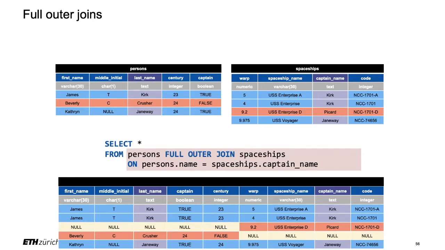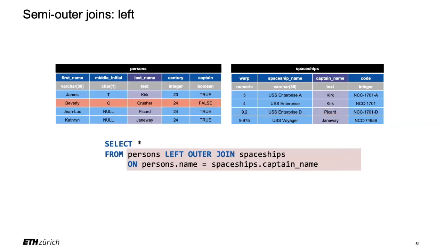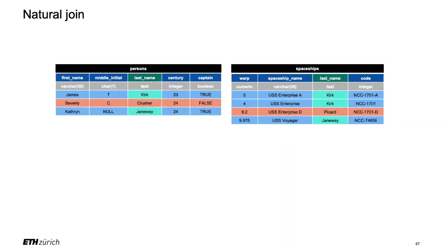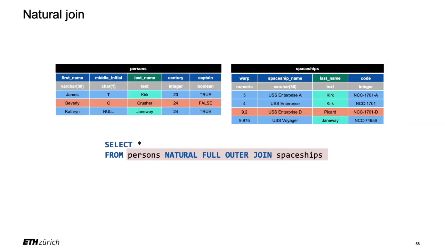Okay, but everything we've done here were theta joins, right? Why? Because we had a predicate. On every slide, there was this equality predicate. What I haven't shown to you yet is the natural joins. How do we do natural joins? Well, here's how. You just use the keyword natural. So in that case, it's a natural full outer join, because yes, you can combine. You can do a natural inner join, a natural left outer join, a natural right outer join, or a natural full outer join. So here we do a natural full outer join with the two tables.